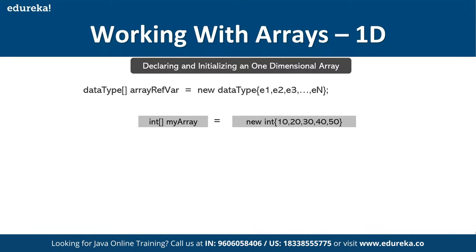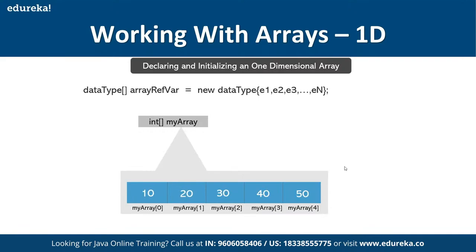If I simply pass the values without mentioning the size, the Java compiler will automatically specify the size by counting the number of elements that I'm going to have in my array. That is, in this scenario, it is 5. This is how we declare and initialize a single-dimensional array.